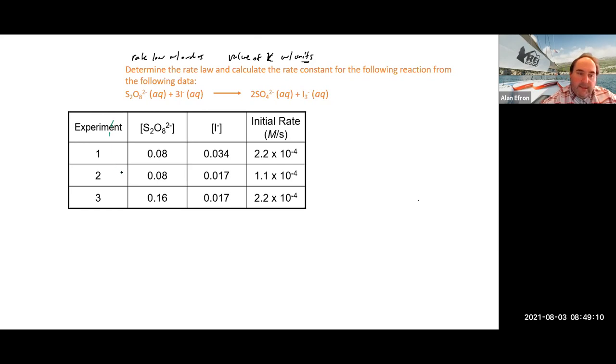Okay, let's take a look, see how we're doing on this. So again, like I said, this is a typical sort of table. We have multiple experiments. Sometimes they're called trials. In this case, we have three. You could have a table that has 4, 5, 6, a whole bunch of different trials. But these are the constant kind of things that you see in these tables. Again, we see the concentration of our reactants. We see the initial rates that were determined.